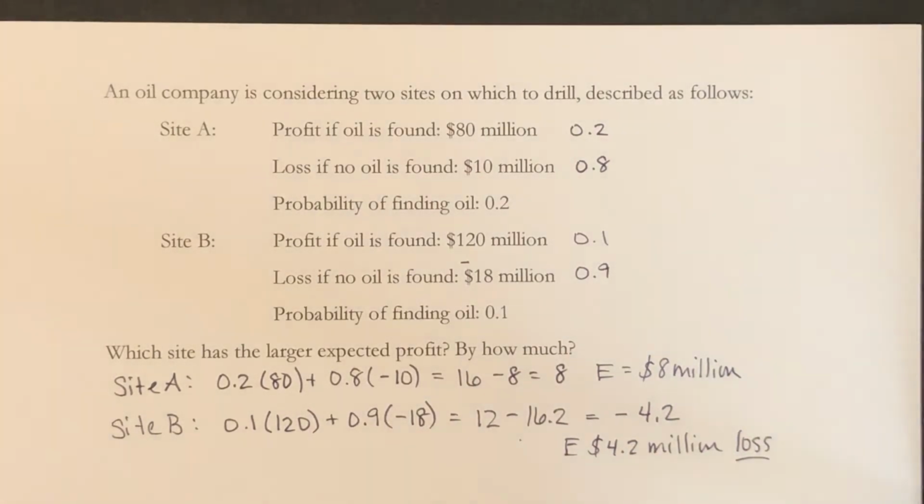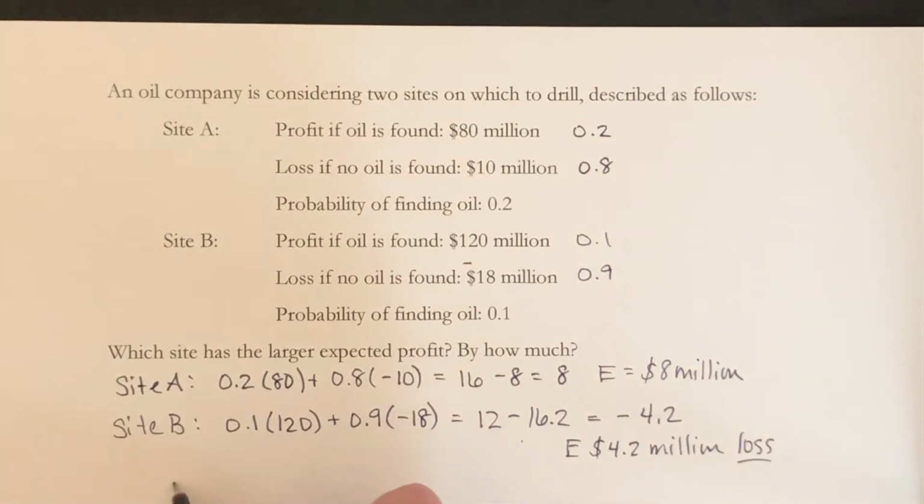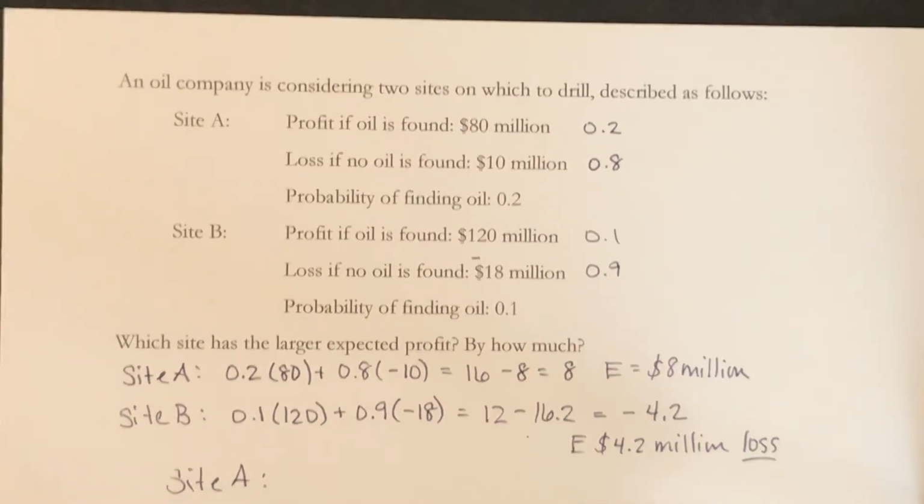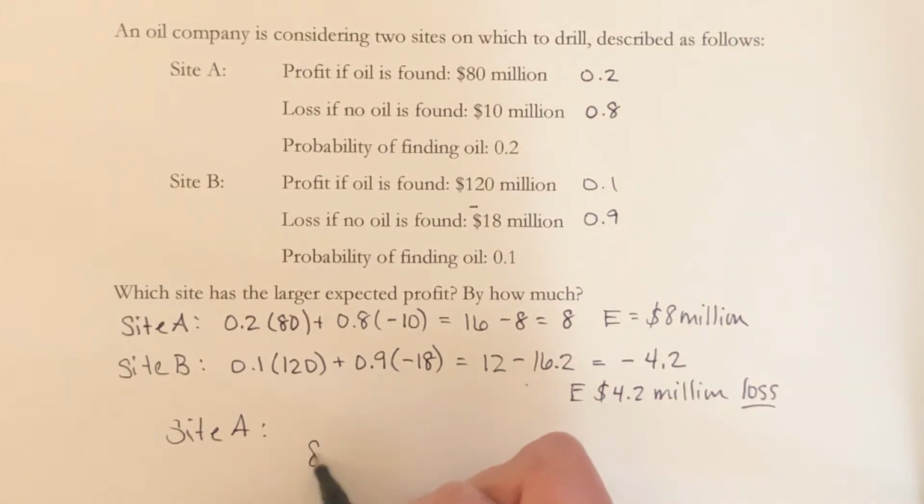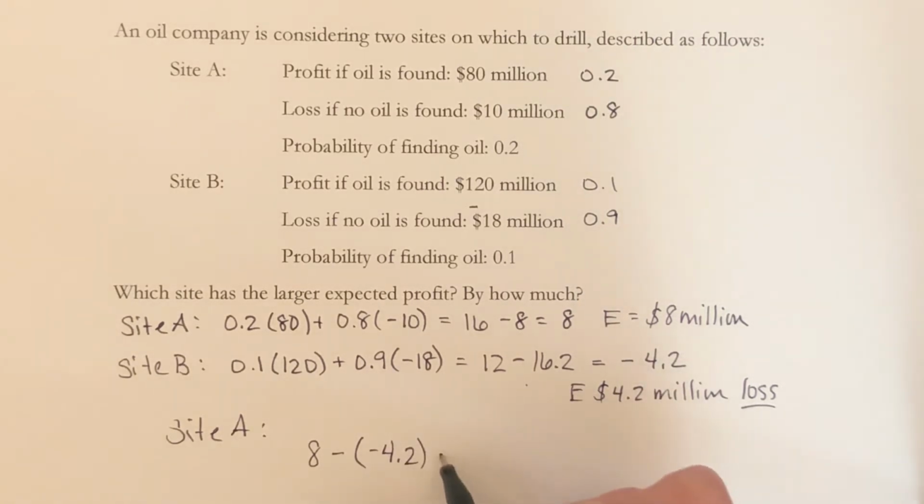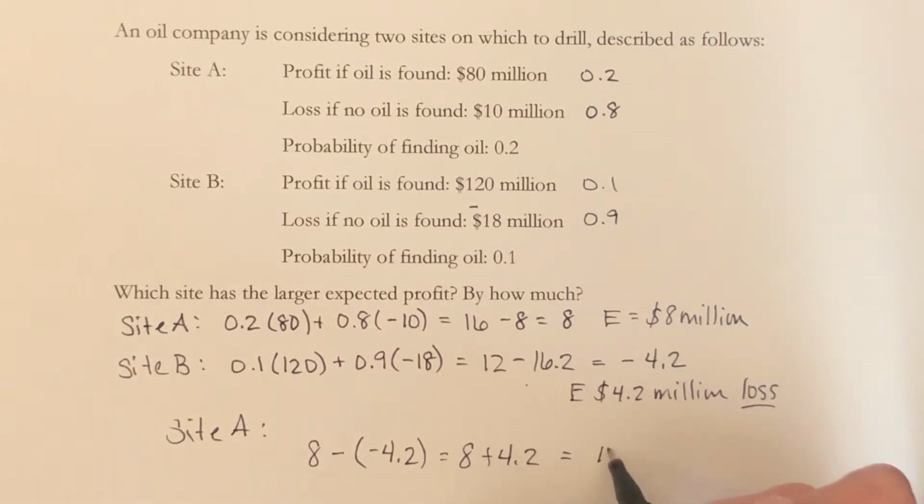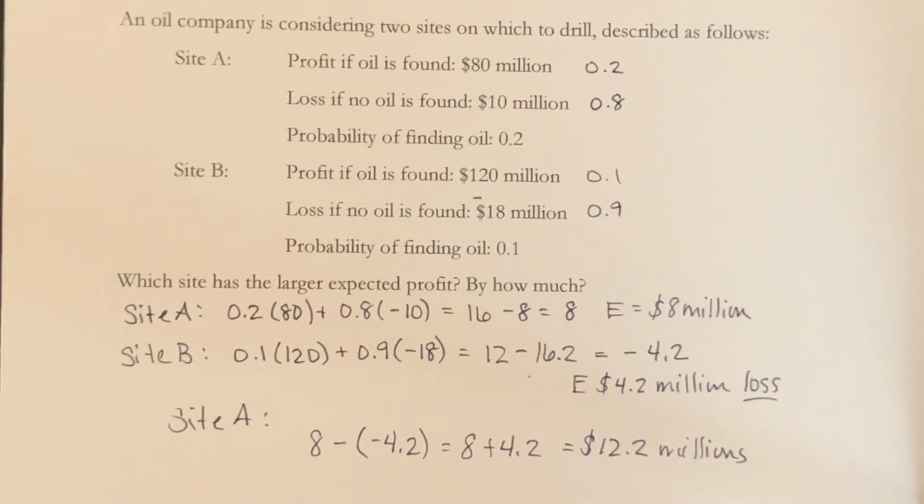Okay. This one has a profit, this one has a loss. So which one has a larger expected profit? Definitely site A. Now, how much more? Well, that's going to be the $8 million minus the negative 4.2 million, which is 8 plus 4.2, which means these are $12.2 million more in profit is what is expected there.